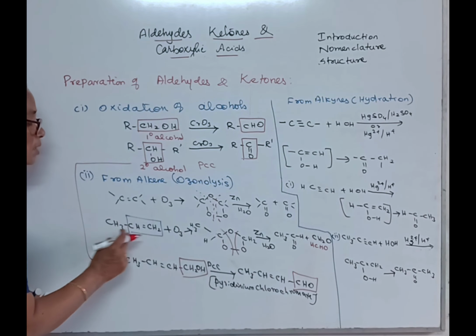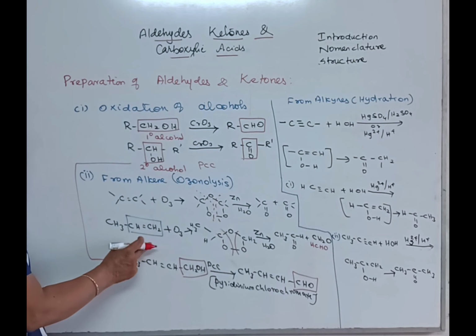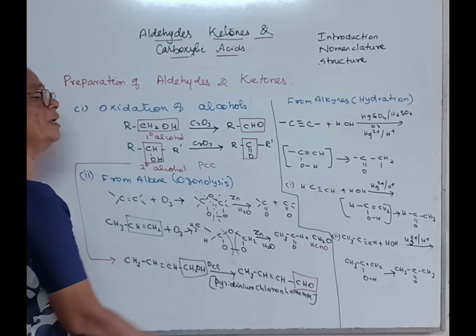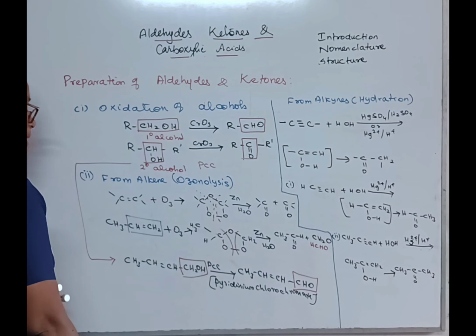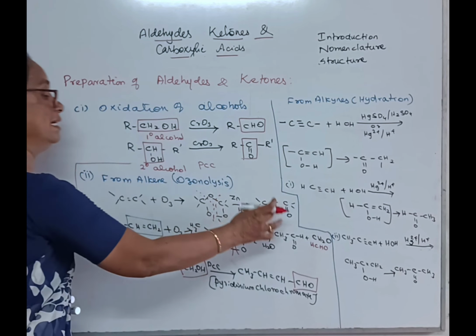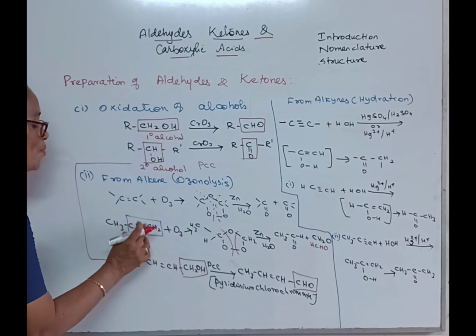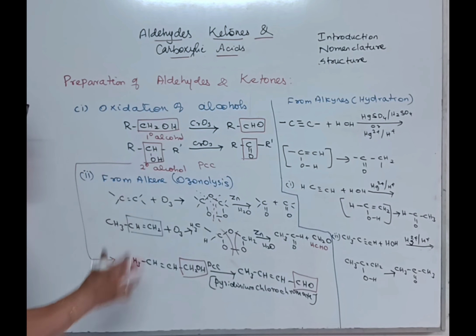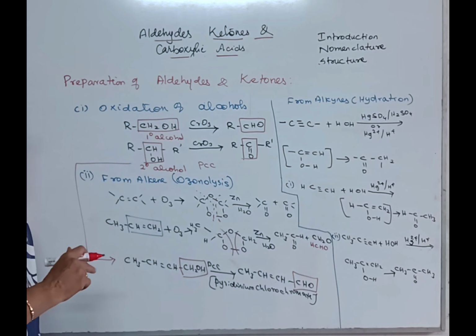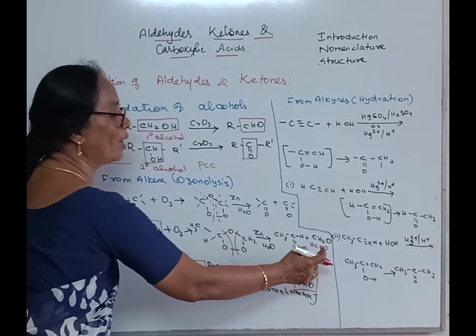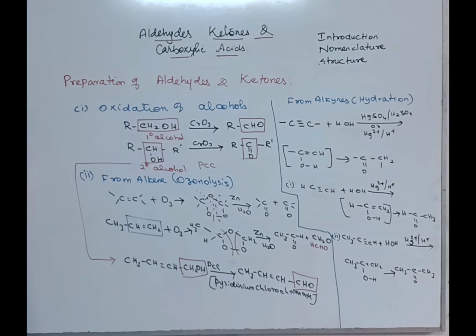So when an unsymmetric alkene is taken, I will get two different aldehydes, or it may also be two different ketones. But a symmetric alkene will give identical products. And one more thing we have learned: the terminal position of a double bond should always give formaldehyde as one of the products. Here the double bond is at its terminal, so you are getting formaldehyde as one of the products.